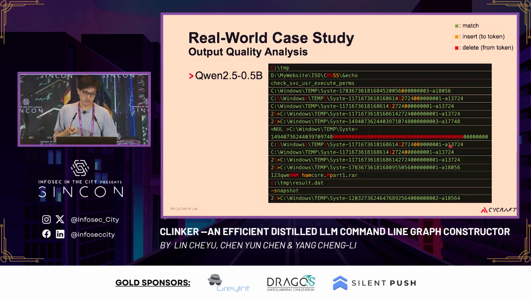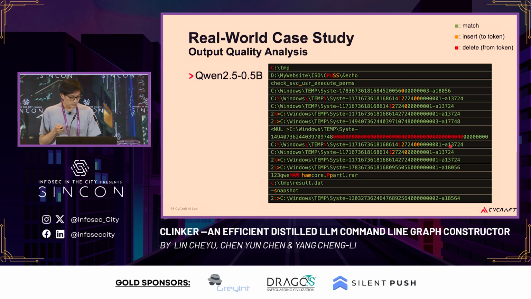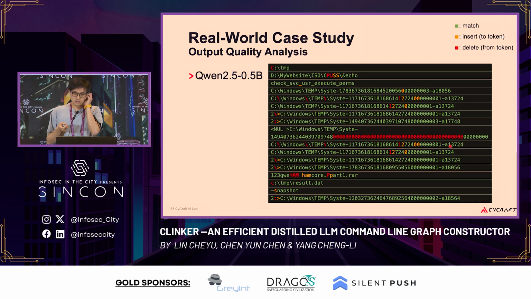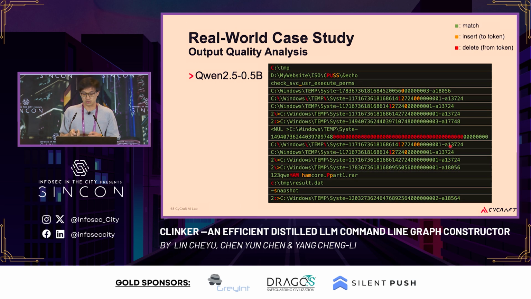Now, as for the smaller model, it actually made many more typos in the generated tokens. Like in the middle part, there's a lot of red zeros, which means the Qwen 0.5 billion model generated this token with more zeros than it should have.